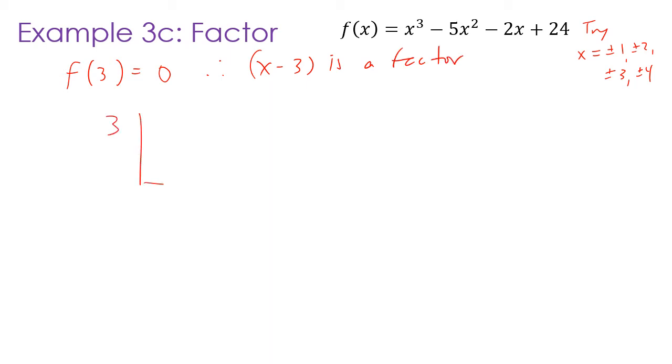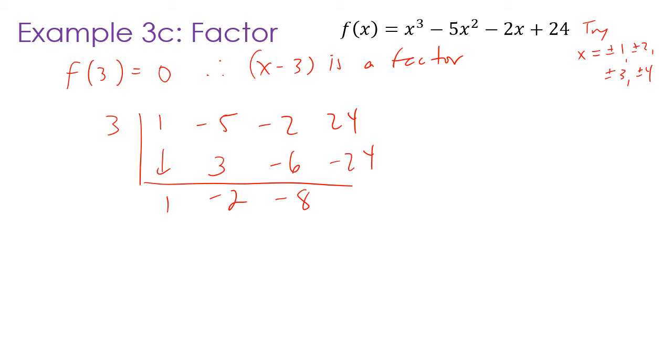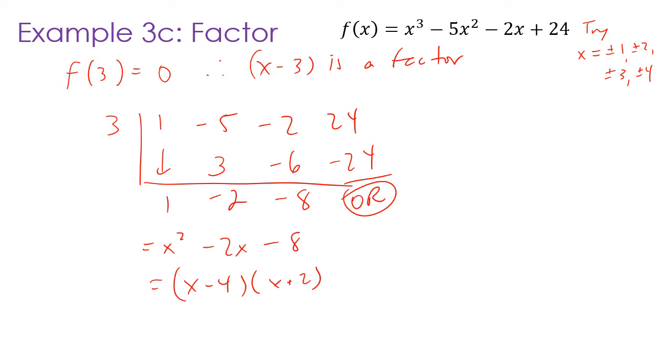You can synthetic divide, assuming you like that. Coefficients. Bring down the 1. 3 times 1, 3. We're always adding. Multiply. Adding. Multiply. Adding. 0 remainder. We did our work correctly. This equals x squared minus 2x minus 8. That's a simple trinomial, two-factor. X minus 4 and x plus 2.